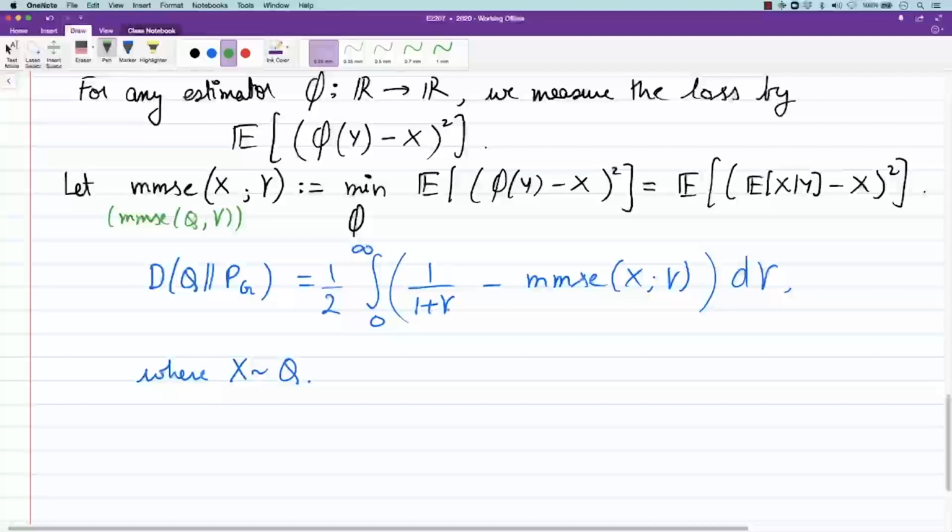What is this term, 1 by 1 plus gamma? This term here represents the minimum mean square error for the case when x itself was a Gaussian with 0 mean and unit variance. Then we can see that the conditional mean is a linear function, and it gives the mean square error for that case. So it's very nice. Basically, the divergence between Q and Gaussian is the same as the difference between the minimum mean square error for the case when x is Gaussian and for the actual distribution Q, integrated from 0 to infinity.